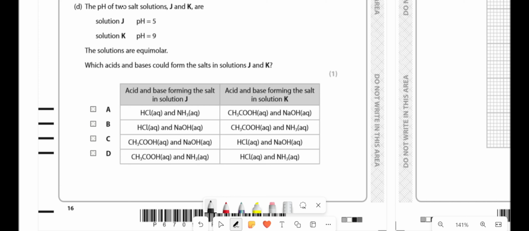It says here, the pH of two salt solutions J and K are this, so 5 and 9. They're equimolar, so they're equal. And then it says which acids and bases could form the salts in J and K.